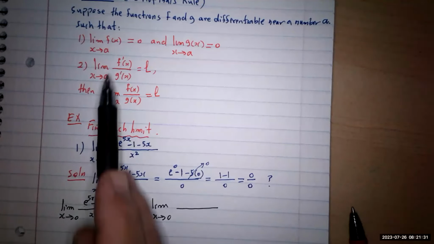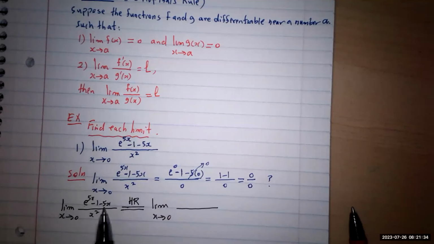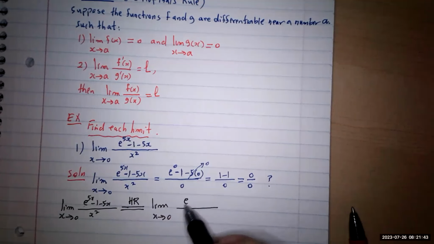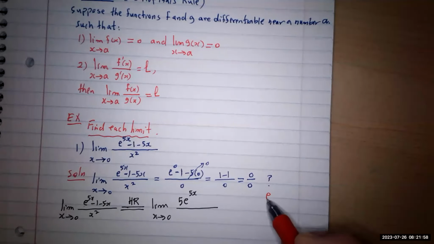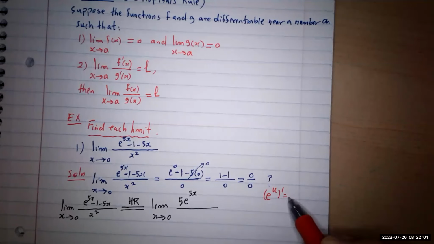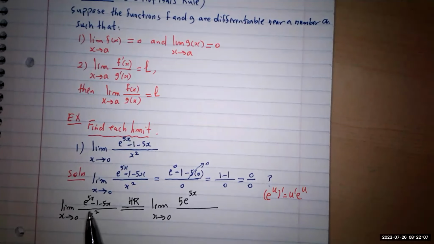The derivative of the top, f prime over g prime, not the quotient rule. Just the derivative of the top divided by the derivative of the bottom. The derivative of the exponential function: remember, the exponential function never changes, so it is e to the 5x. But remember, you have to multiply by u prime. u prime is the derivative of 5x, which is 5. If you miss this 5, then you cannot continue. I'm using the fact that the derivative of e to the u is u prime times e to the u. The derivative of 1 is 0, the derivative of 5x gives minus 5, and the derivative of x squared is 2x.